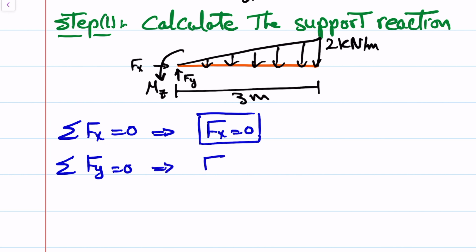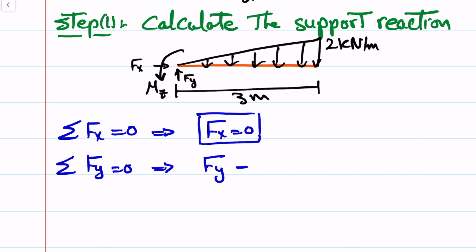That means Fy upward minus the equivalent point load to the given distributed load, and this is pointing downward, so that's why I added the negative sign here. But the question is, what is the value of the point load equivalent to this distributed load? And as I mentioned in the previous video, to calculate the equivalent point load to a given distributed load, whatever the shape of this distributed load is, you will calculate the area of this distributed load.